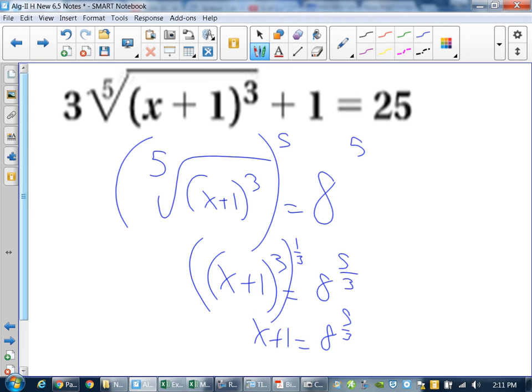Now what LeBlanc was saying a second ago, she saw the 5th root jump to the 3rd. That just means it is x plus 1 to the 3/5, if you want to jump right to that to start the problem, because what's the reciprocal of 3/5?